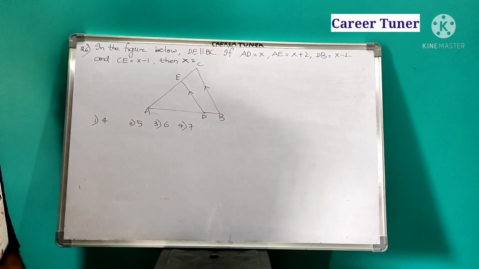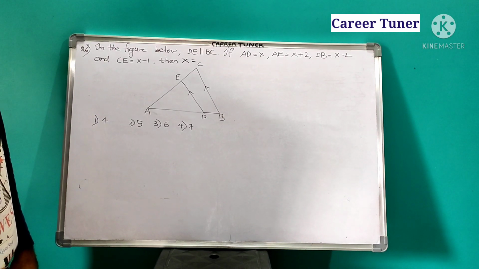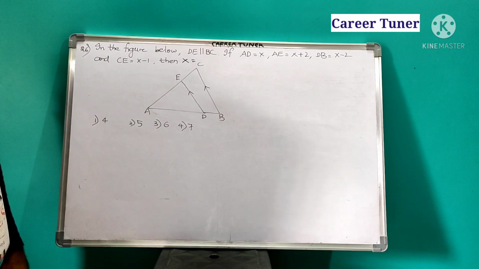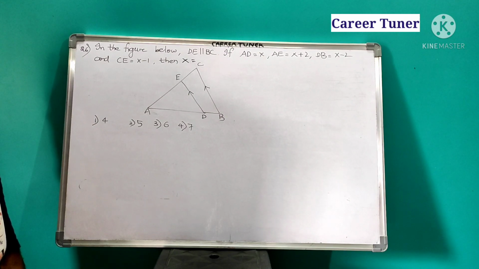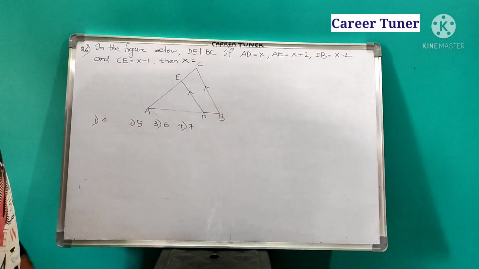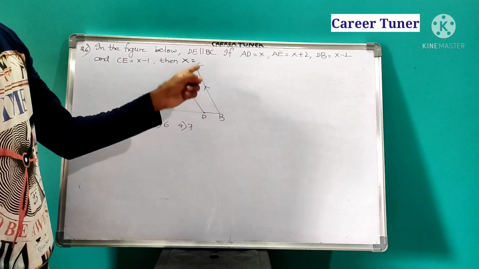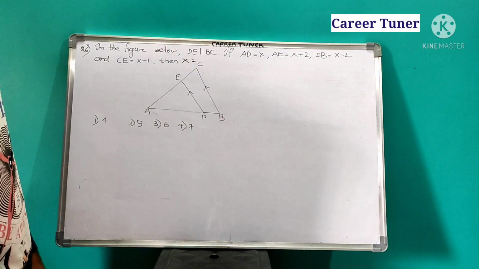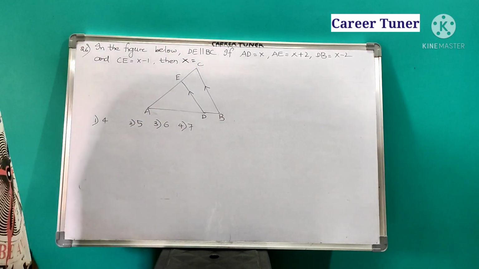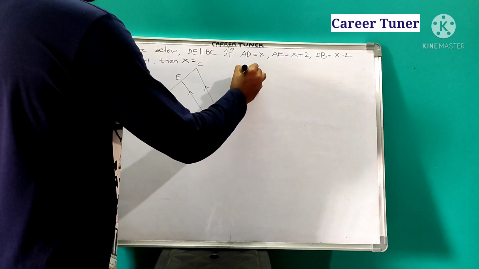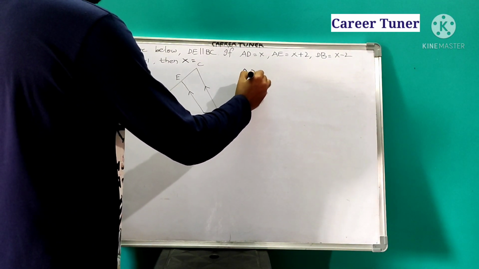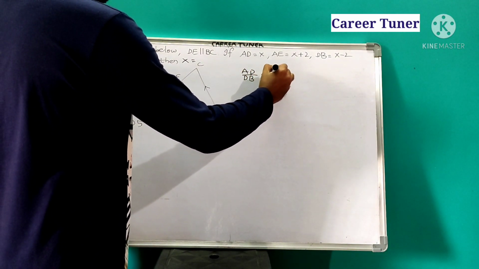In the figure below, DE is parallel to BC. If AD is equal to x, AE is equal to x plus 2, DB is equal to x minus 2 and EC is equal to x minus 1, then x is equal to how much? Now you see, we have been given DE is parallel to BC. So we need to remember BPT, basic proportionality theorem. So what does it state? So AD by DB is equal to AE by EC.